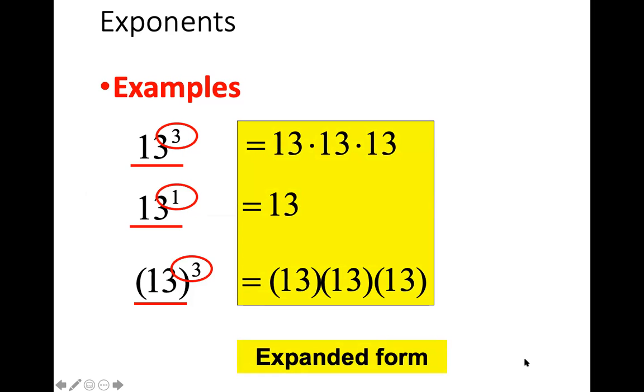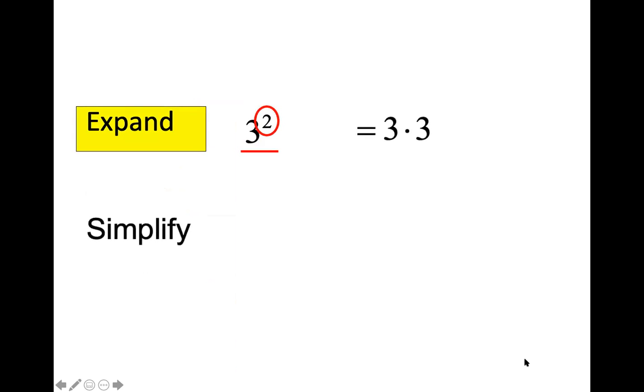Expanded form just means take the base and write it as many times as the power indicates. And then if you actually do the math, that's called the simplified form. So the question will read, simplify all these expressions. Well, the first thing you need to do is expand it, right? 3 two times. And then do that math, and that math is simplified. In other words, using GEMDAS, do the simplification.